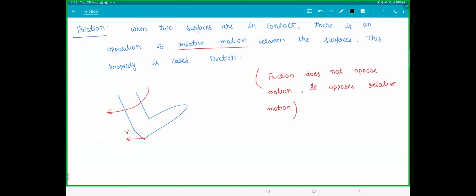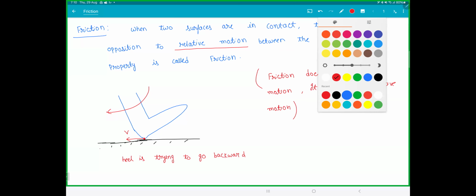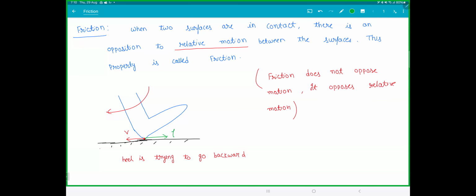So when you're walking on the floor, this is what is happening. The point of contact, your heel, is trying to come backward, and the floor is not moving. Therefore, to oppose this, the friction actually acts forward. So the reason you're able to walk on the ground is because of friction.